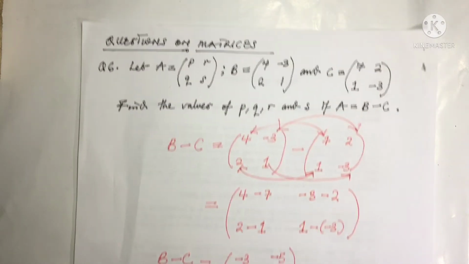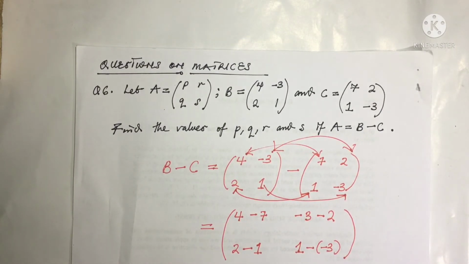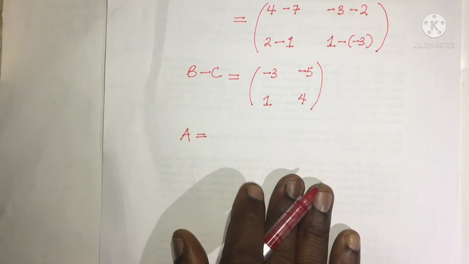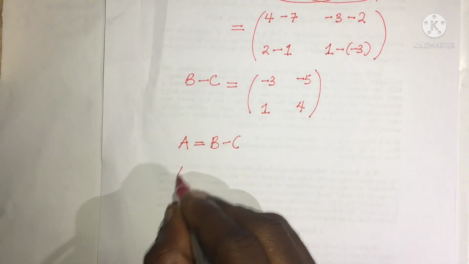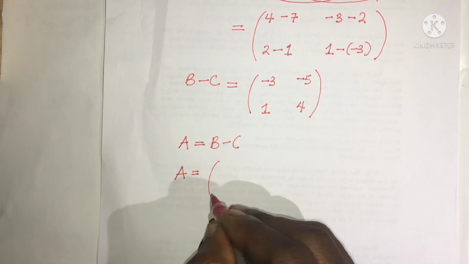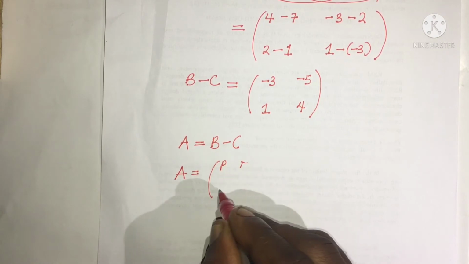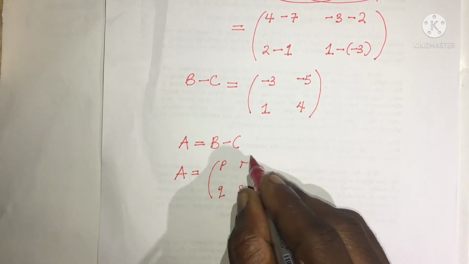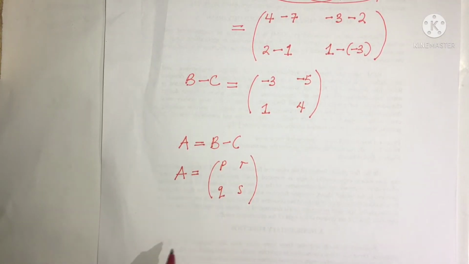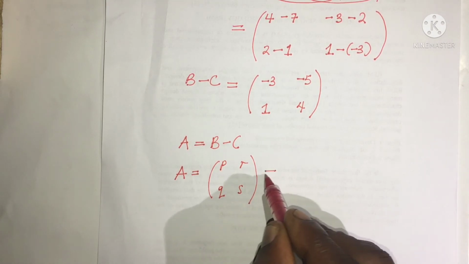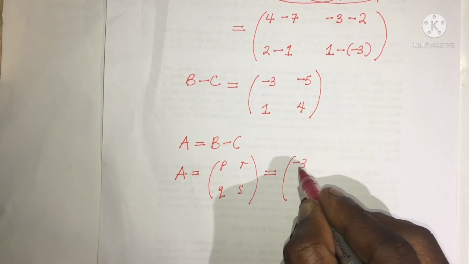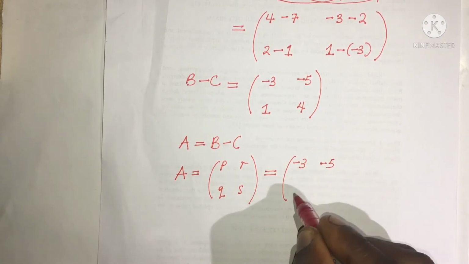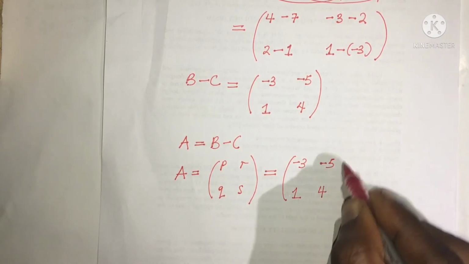Now, since we are told that A is equal to B minus C, but A happens to be the matrix having P, R, Q, and S. Since this matrix is equal to B minus C, it means P, Q, R, S must be equal to our result: minus 3, minus 5, 1, and 4.